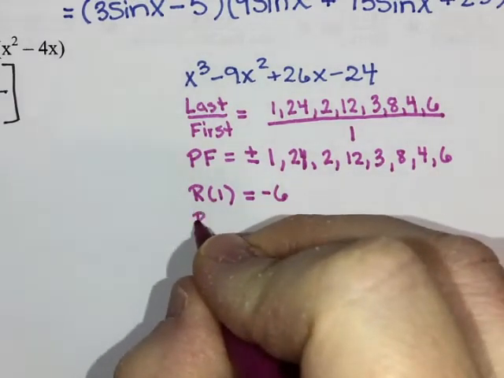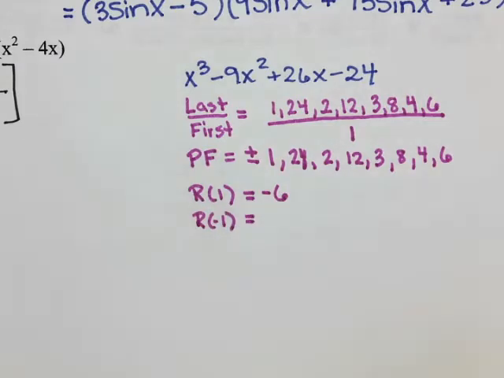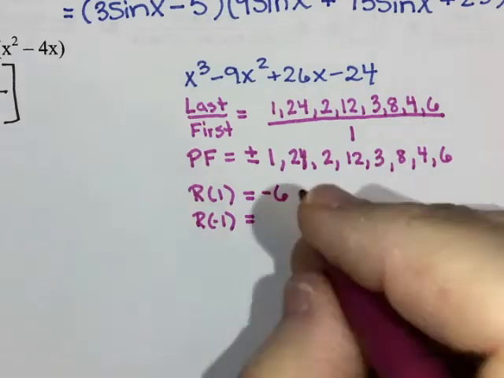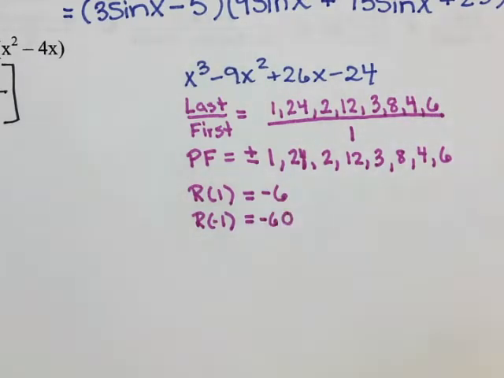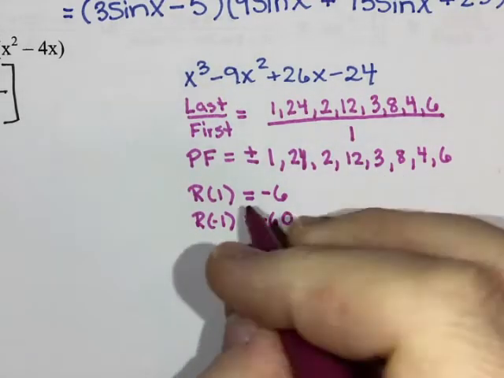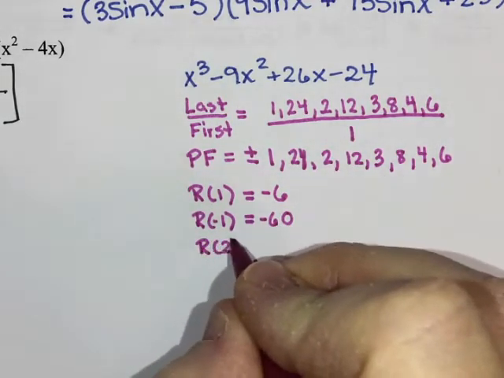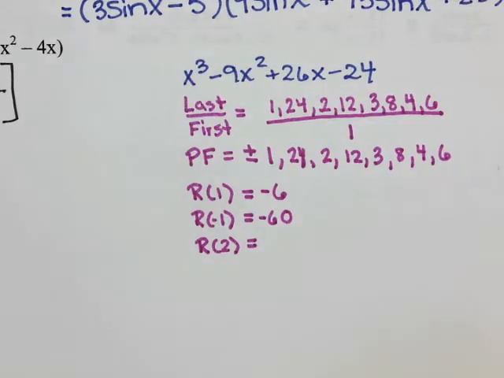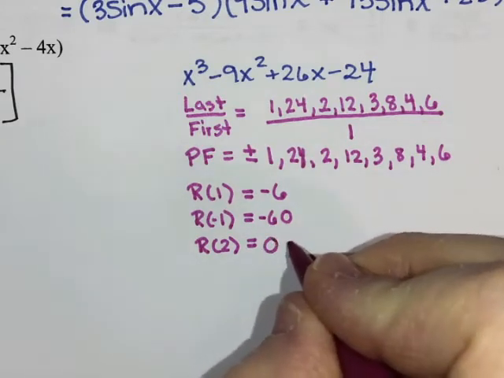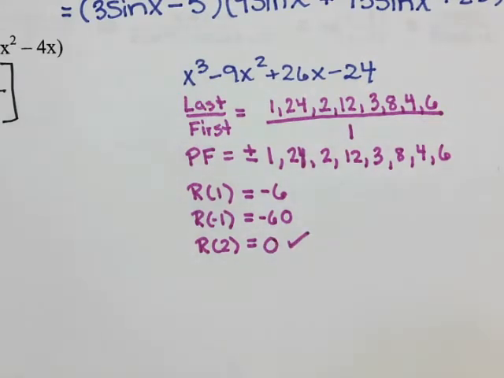I could try negative 1. Negative 1 to the power of 3 minus 9 times negative 1 squared plus 26 times negative 1 minus 24 gave me negative 60. That didn't work either. I think I might try 2. All right, 2 to the power of 3 minus 9 times 2 squared plus 26 times 2 minus 24, woohoo, is a 0. So I found one that gave me a remainder of 0.